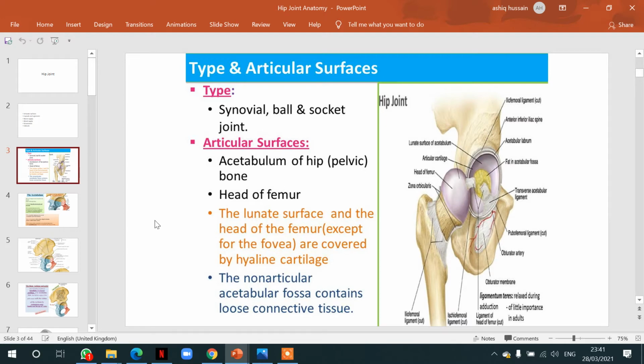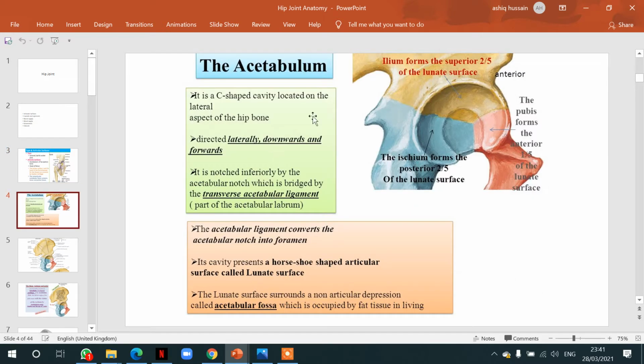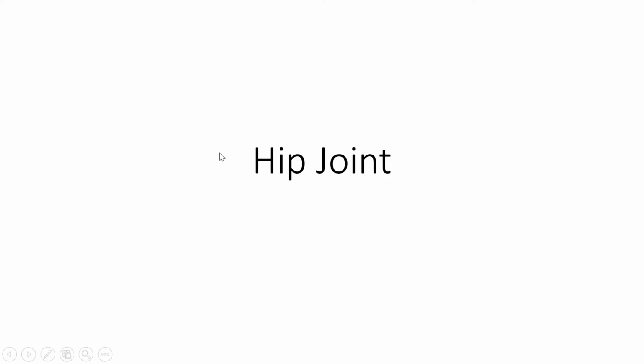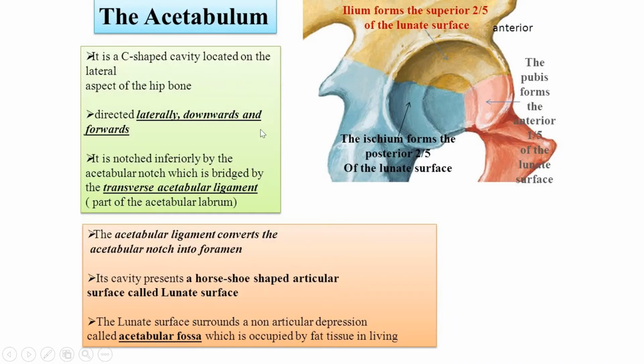So now I'm going to talk further about the acetabulum. Here you can see this is the acetabulum. The acetabulum is a cup-shaped structure. It has a boundary which is called the acetabular margin, as you can follow with my cursor. Here we have a specific type of cartilage called fibrocartilage, which is attached here.